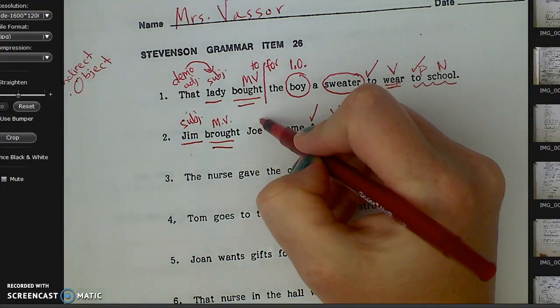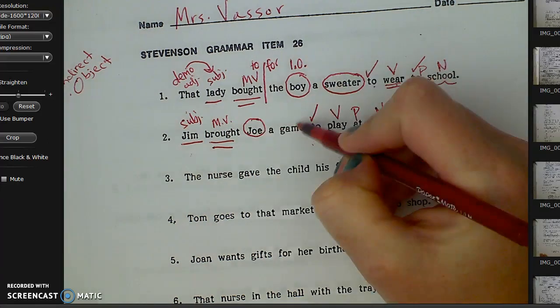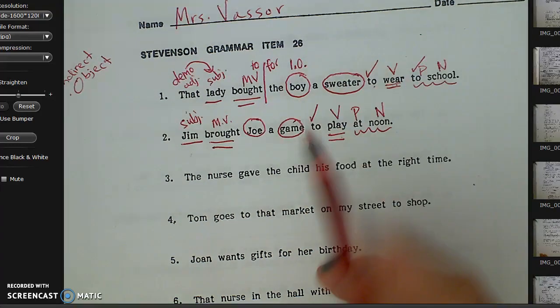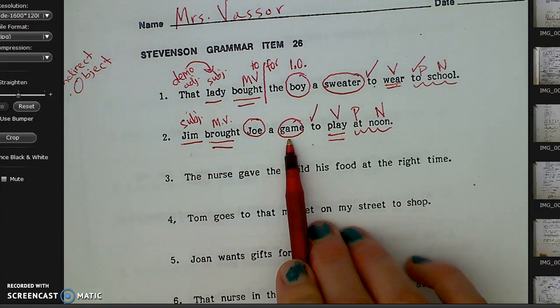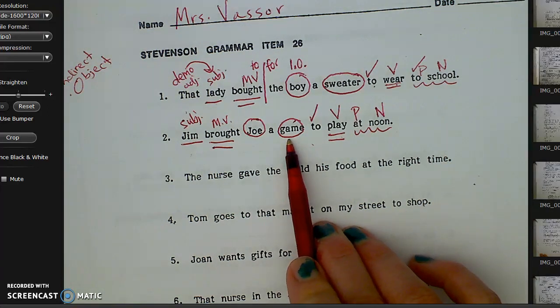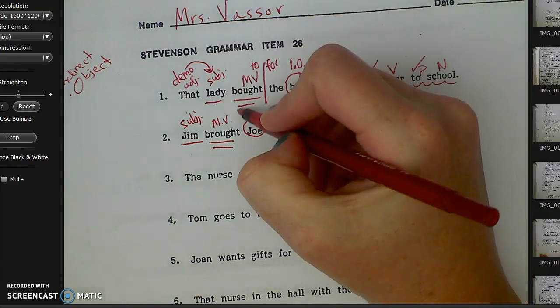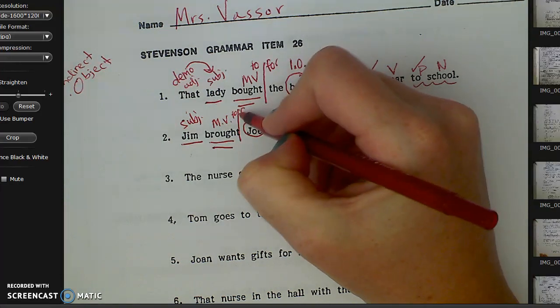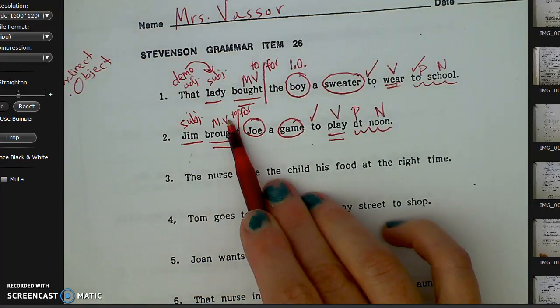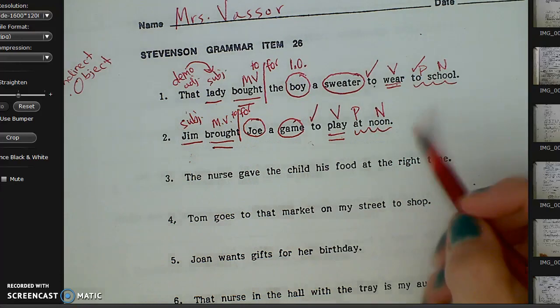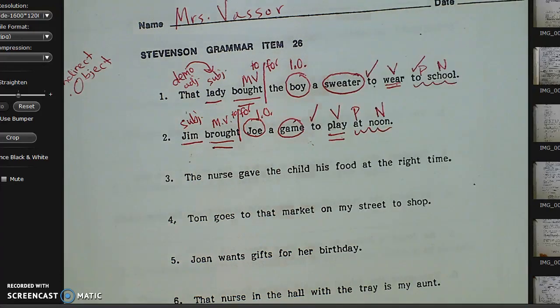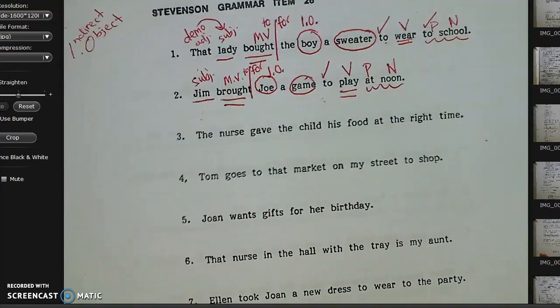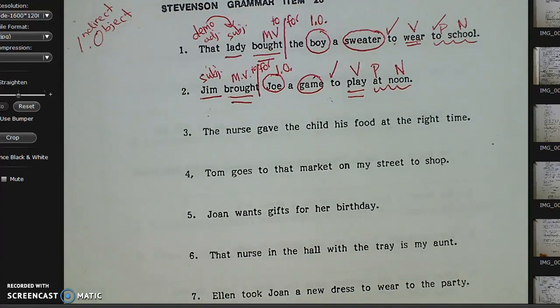I have 2 nouns left. I have Joe. He's a person, and I have game. That's a thing. Is Jim equal to Joe? No. Is Jim equal to the game? No. So they're not subject complements. We're going to find out if it's a direct object. Jim brought to Joe a game. That makes sense. So that's my indirect object. Moving right along, number 3. The nurse gave the child his food at the right time.